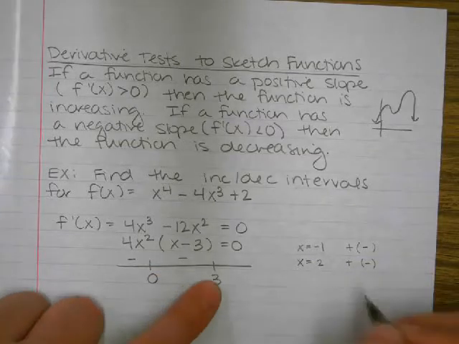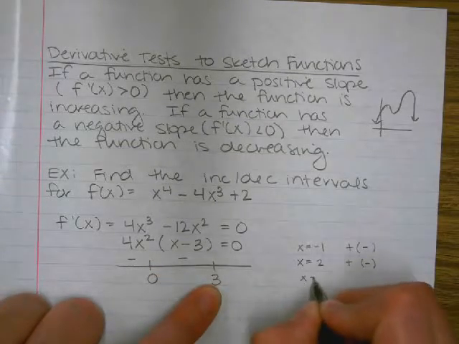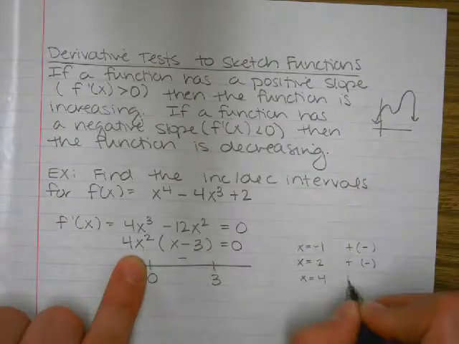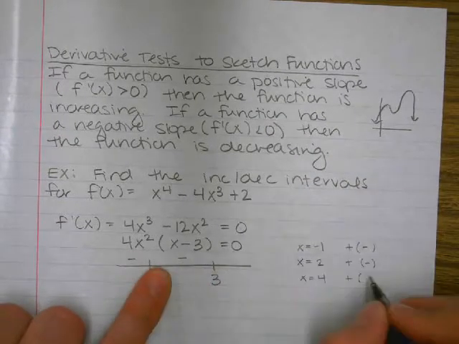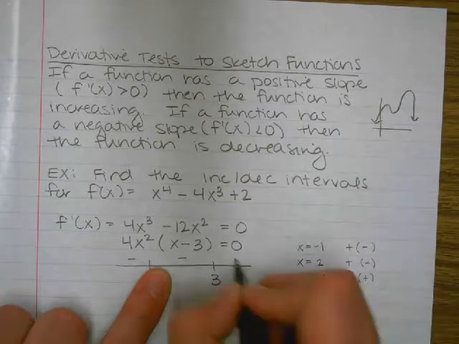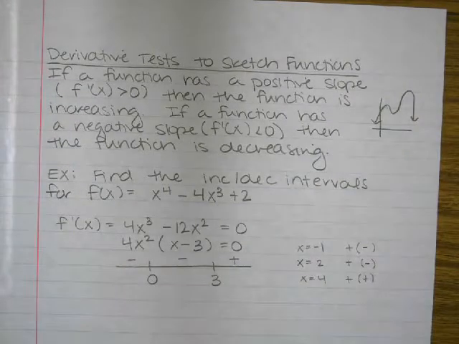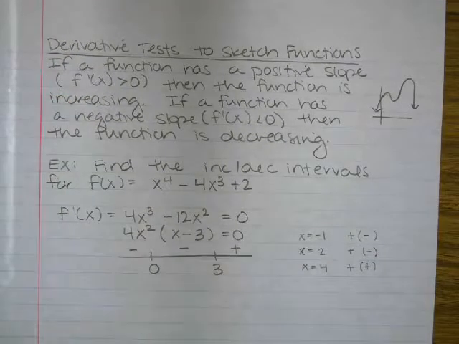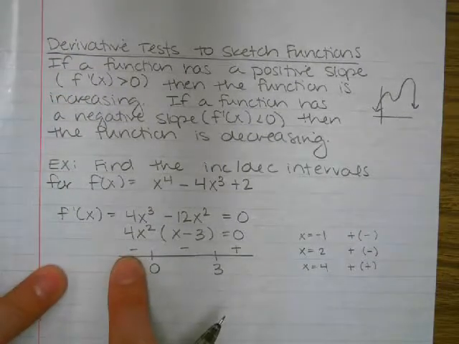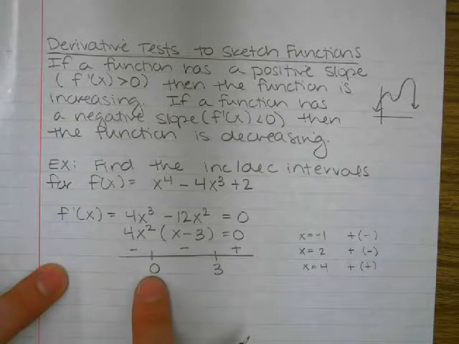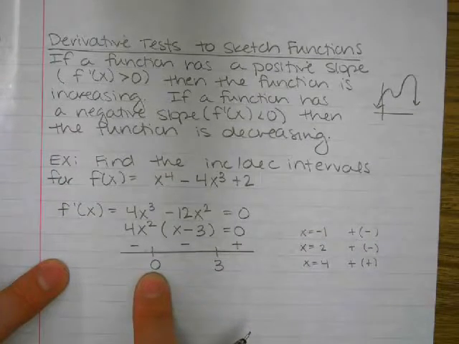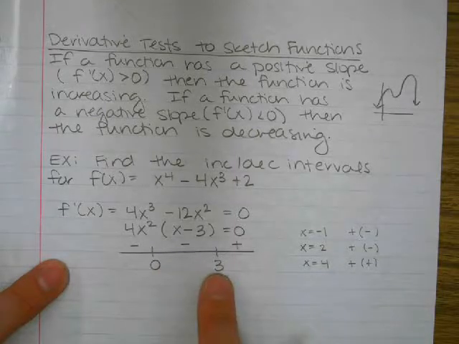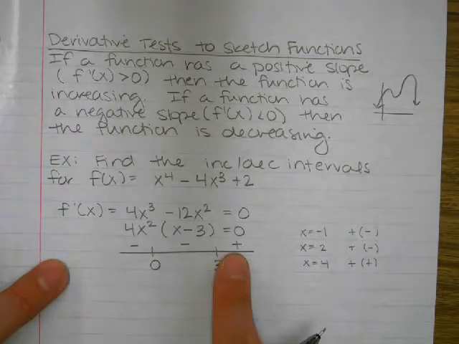And then last, a number that's bigger than 3 would be like the number 4. And if I plug 4 in, 4 times 4 squared is positive. 4 minus 3 is also positive, and so this is a positive number right there. So we would say that the graph is decreasing right here. It has a horizontal tangent line at 0, and then it's decreasing here, and it has a horizontal tangent line at 3, and then it is increasing at that point.